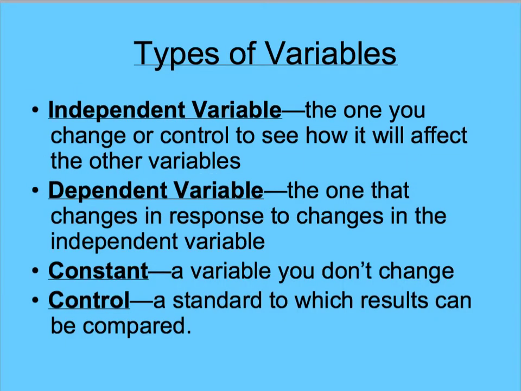We can define the variables by different types. The first type is the independent variable. This is the variable that you change or control to see how it's going to affect the other variables in the experiment. The dependent variable is the variable that responds to the changes of the independent variable. A constant variable is a variable that you do not change at all. And the control is a standard to which others can be compared.